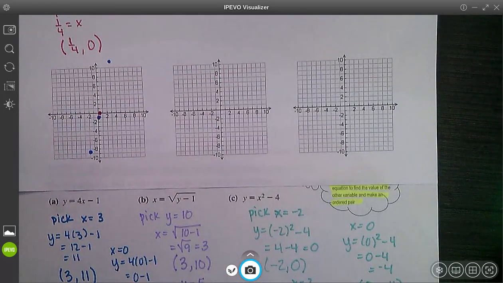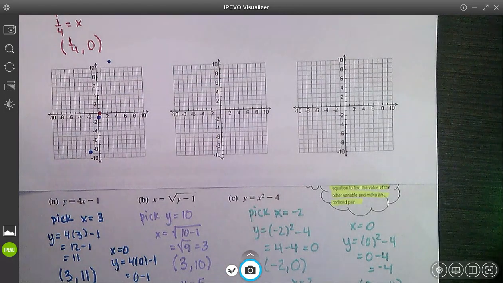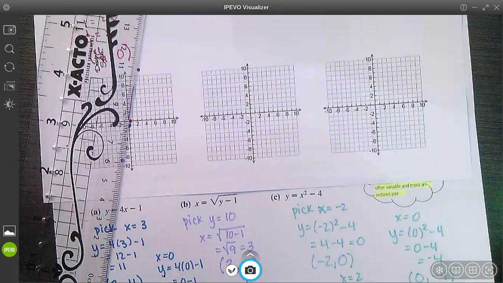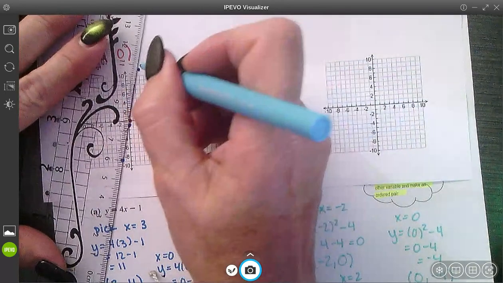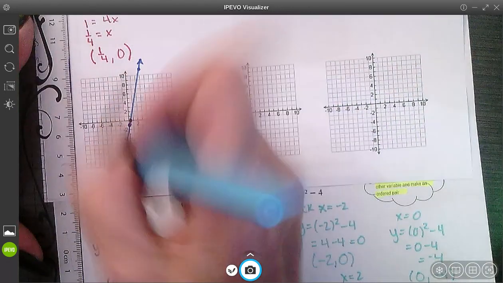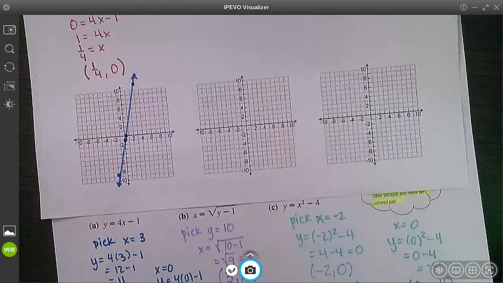And once all of those points are on the graph, we're going to connect them in the pattern that it's showing us. In this case, it's a straight line. So I'll use a ruler to do that. And when I draw my graphs, I will put arrows on the ends, just like that.